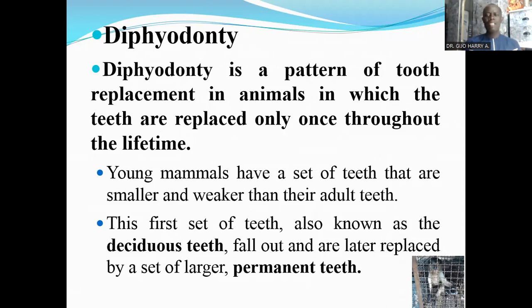So young mammals have a set of teeth that are smaller and weaker than their adult teeth. This first set of teeth, also known as the deciduous teeth, fall out and are later replaced by a set of larger permanent teeth. So all mammals exhibit this distinctive feature of being diphyodontic. They change their teeth just once in their lifetime. And it's peculiar only to mammals.